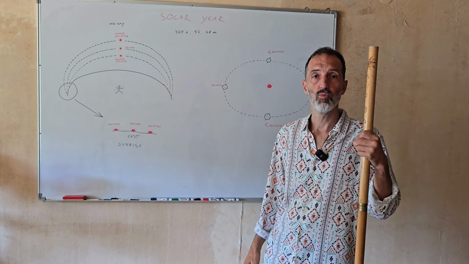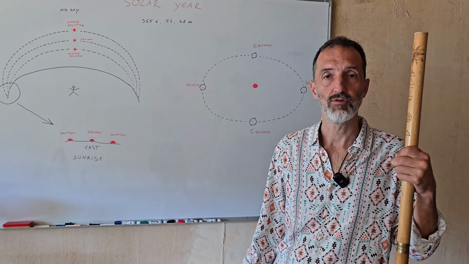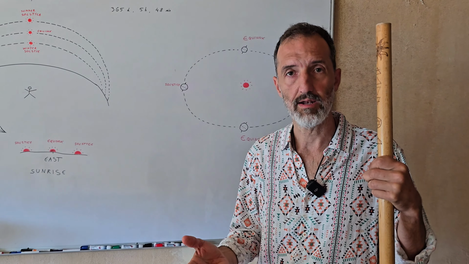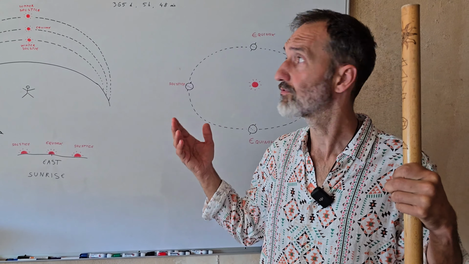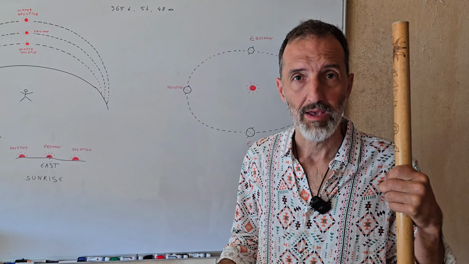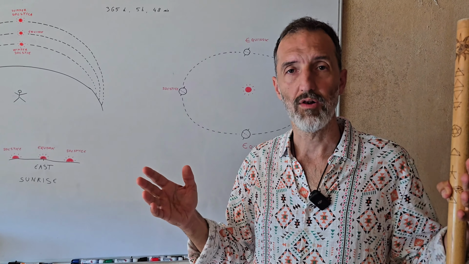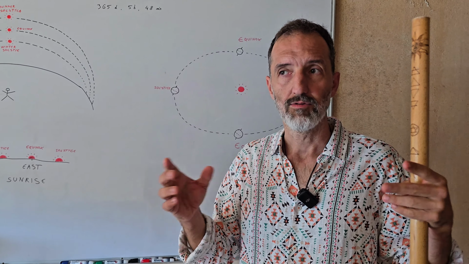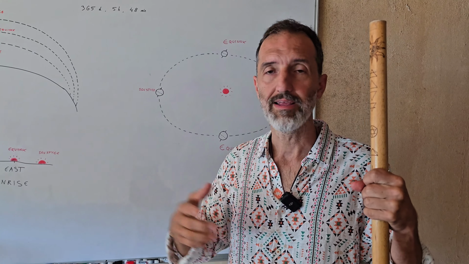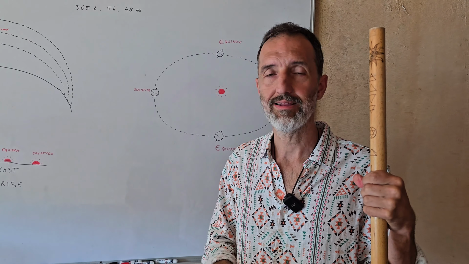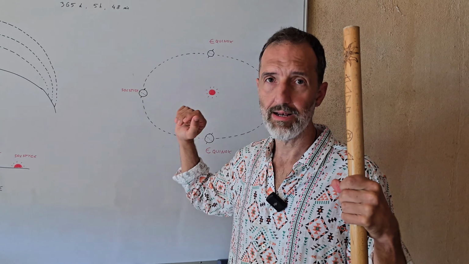Today I will explain to you what a solar year is, because our calendar is following the sun. It means that it is following the sun cycle. And even though we have 12 months in the calendar, the word month means moon, but they are not following the moon. So our calendar is completely a solar calendar.